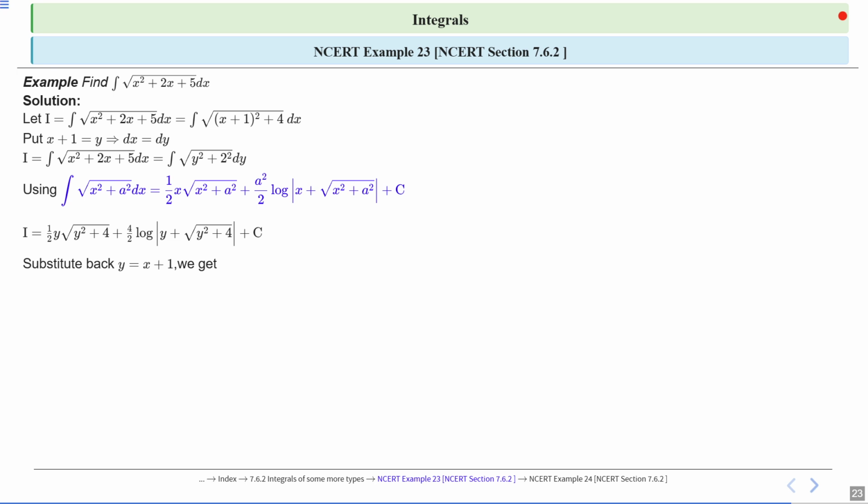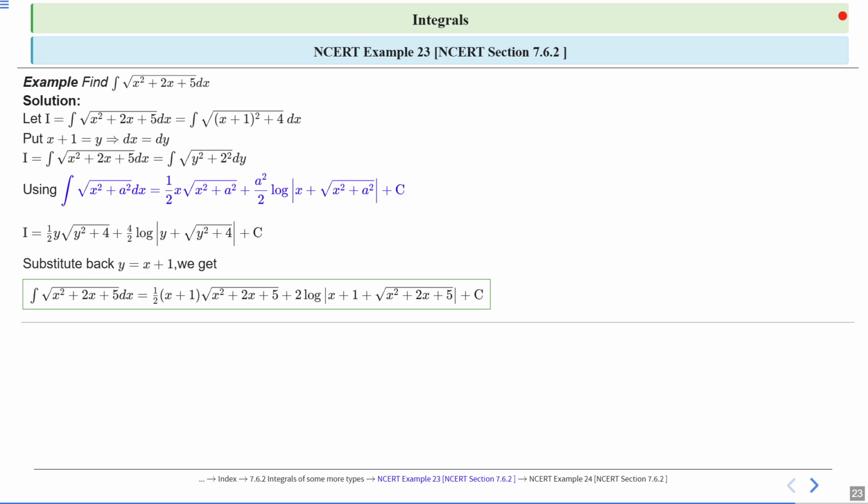So substitute back y is equal to x plus 1, we get 1 by 2, in place of y, x plus 1, and in place of y square substitute x plus 1 whole square, and we know x plus 1 whole square plus 4 is x square plus 2x plus 5. So we get x plus 1 by 2 into root under x square plus 2x plus 5 plus 2, that is 4 by 2 log mod x plus 1 plus root under x square plus 2x plus 5 plus constant of integration.